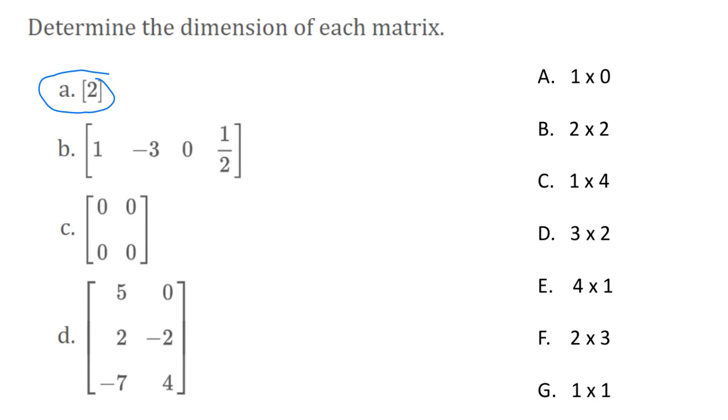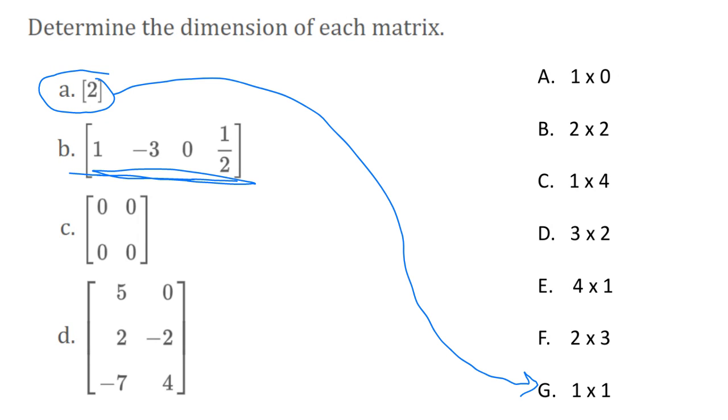So we have one row, right? And we have one column. So this is going to be letter G. And then for the next one, for letter lowercase b, we have one row, and then we have 1, 2, 3, 4 columns. So my order is going to be 1 by 4. Okay, so that's going to go to C.